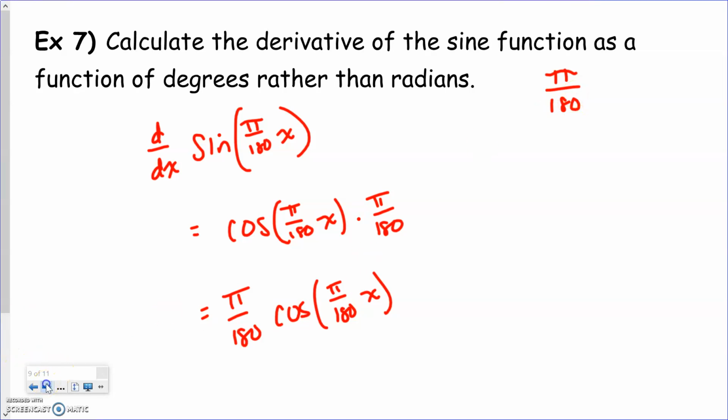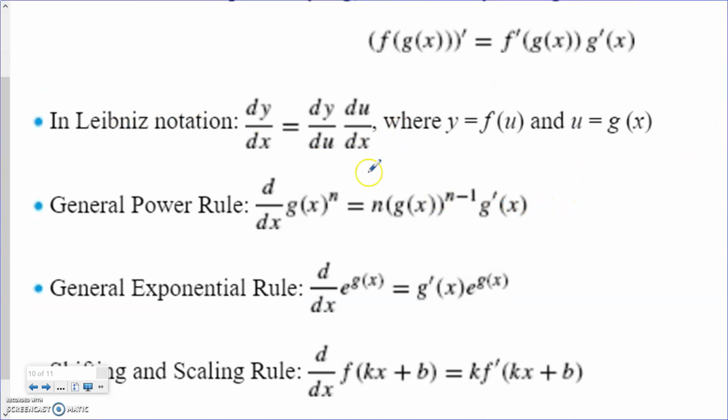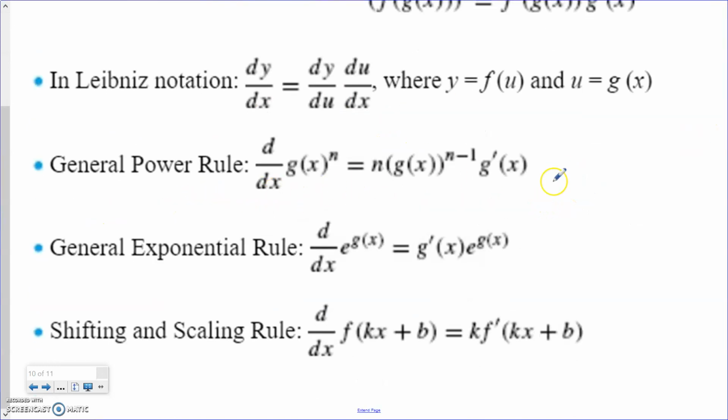Okay, so here's your summary. You need to know the chain rule. Look at your notation there, the power rule, the general exponential rule, and shifting and scaling.